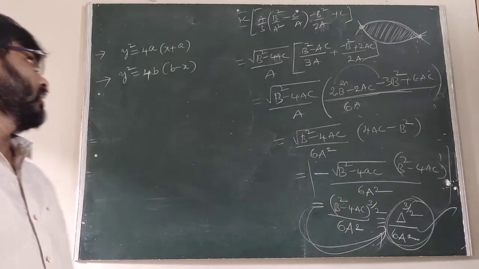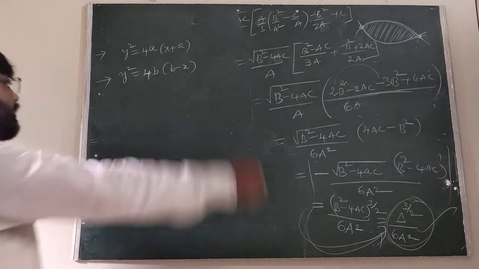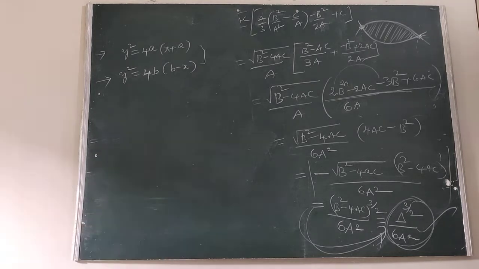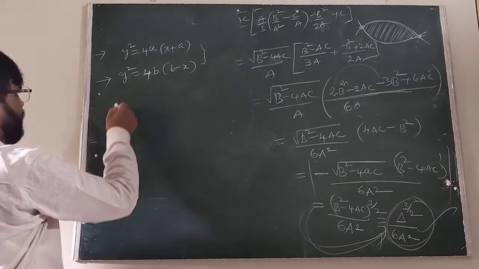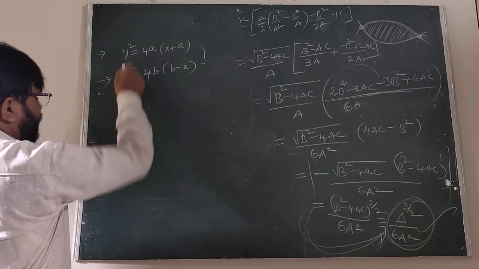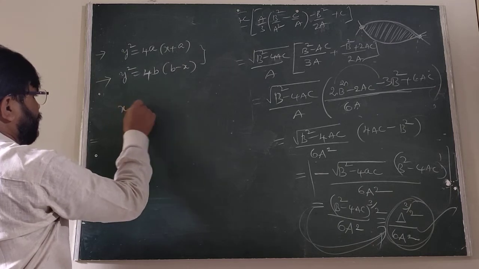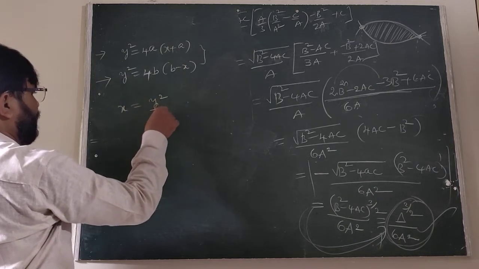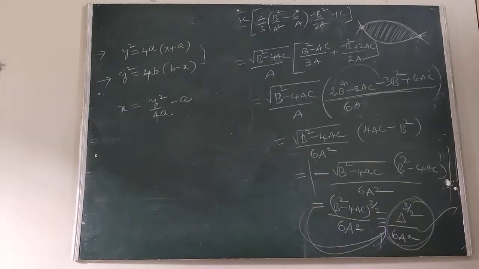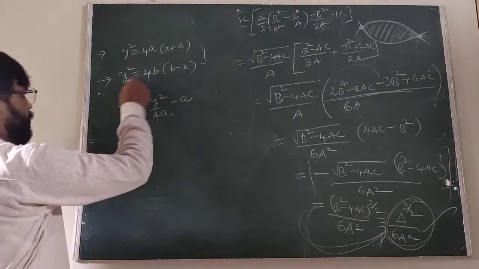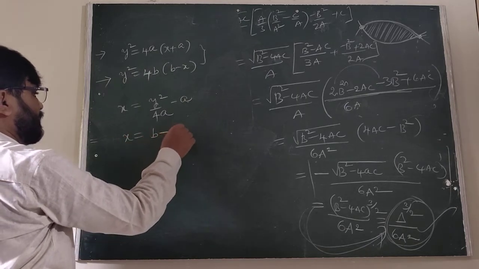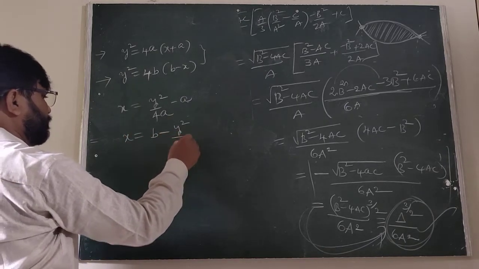Dear students, how to find the area enclosed by the two curves? All of you listen here, then compare this one. The first curve can be written as 4a into x plus a equals y square, so x equals y square by 4a minus a. The second curve we can write as 4b into b minus x equals y square, so x equals b minus y square by 4b.